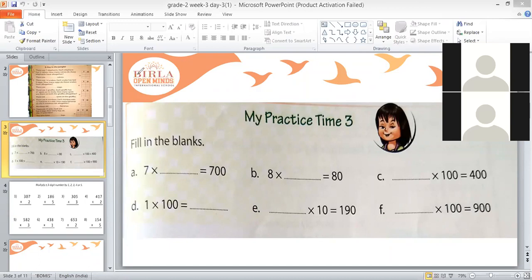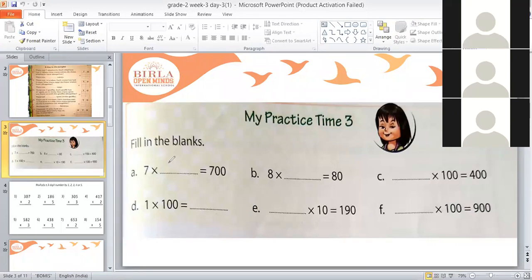Aditya Ram? Yes, ma'am. Yes, tell me. 10 or 100, which number for the first bit? You should multiply 7 with 10 or 100 to get 700 as the answer. 100. Very good. So we'll write 100 in the first bit. Answer is 100. Okay.